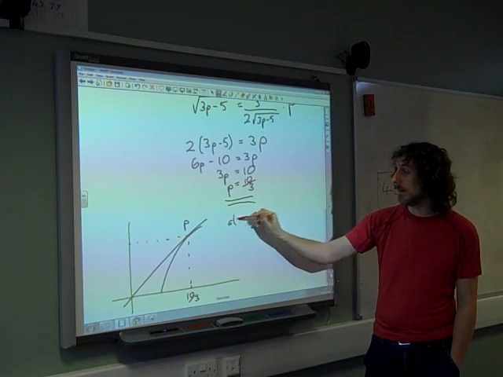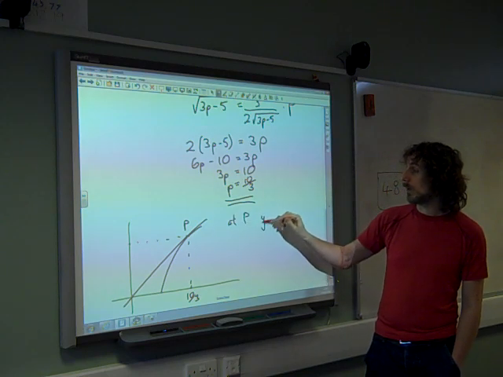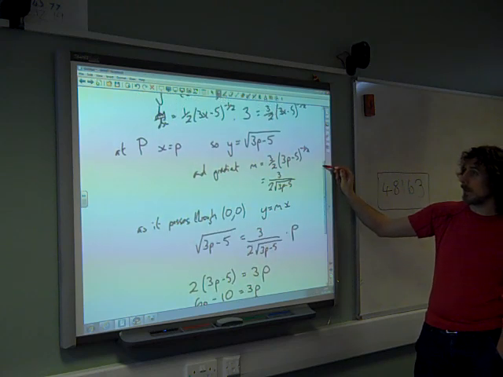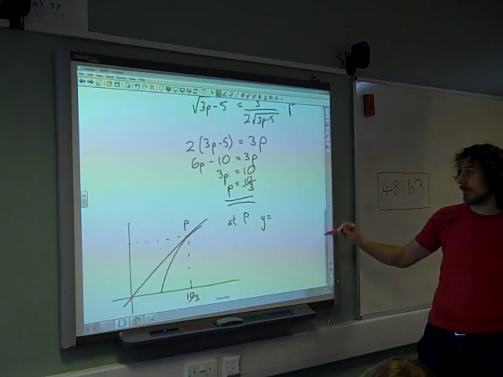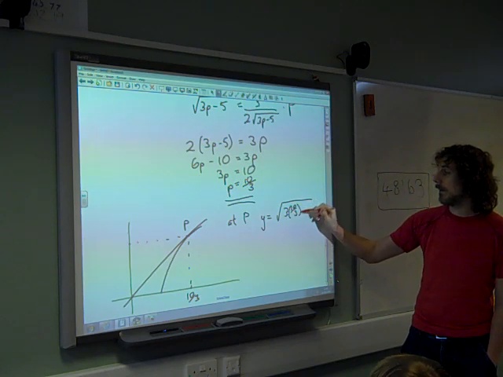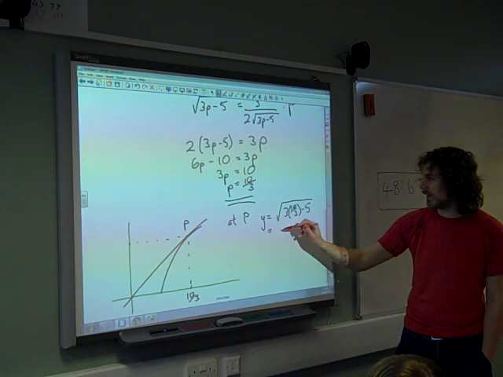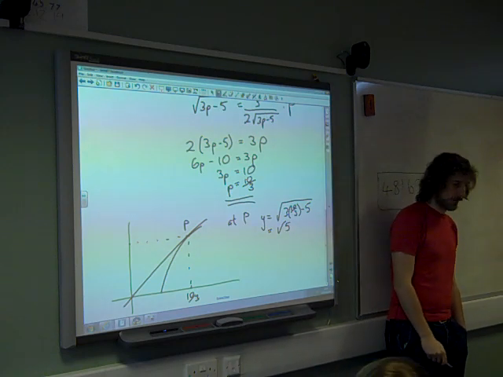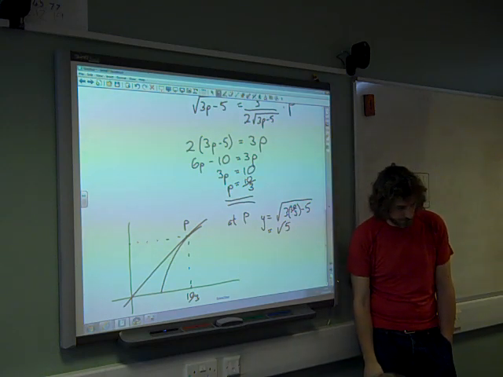So at P, y equals, what was it? We had it up here, didn't we? Root 3x minus 5. So it's the square root of 3 times 10 over 3 minus 5, which I think is just root 5. So that top value is root 5. That will help me work out the triangle.